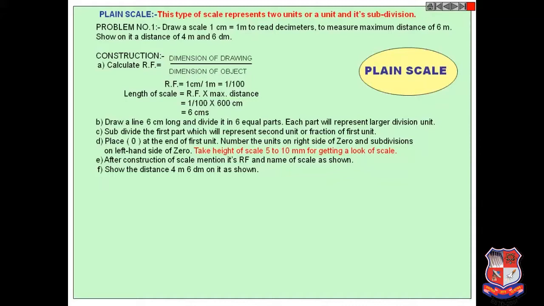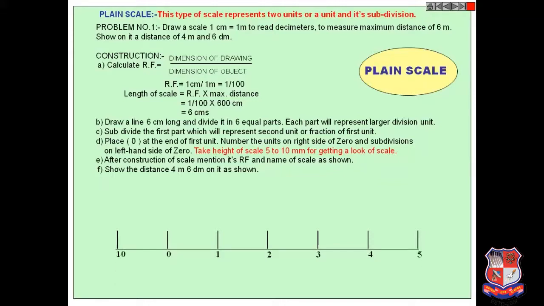So draw one line of 6 centimeter long and divide it into 6 equal parts. So here you have to see one line divided into 6 equal parts and give the numbers. Okay, after that subdivide the first part, which will represent the second unit, or the fraction of the first unit.